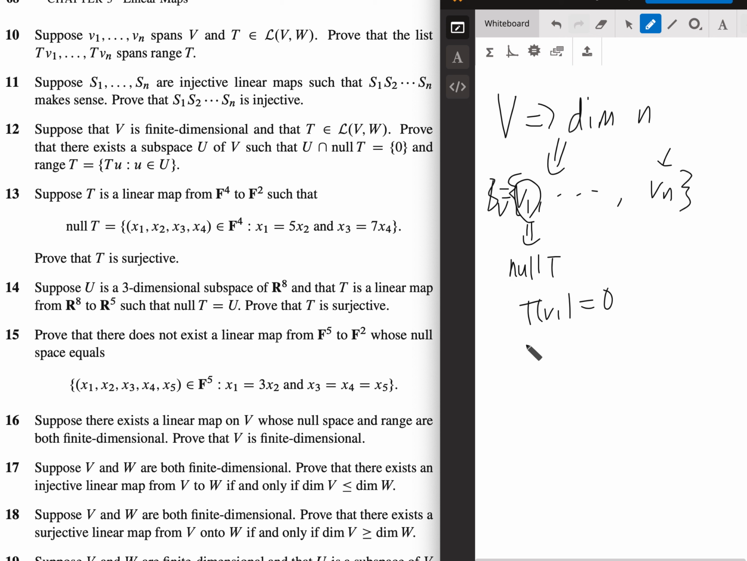And then everything else just maps to, let's just say, something. It doesn't really matter what it is. Some element of W somewhere. Prove there exists such that.